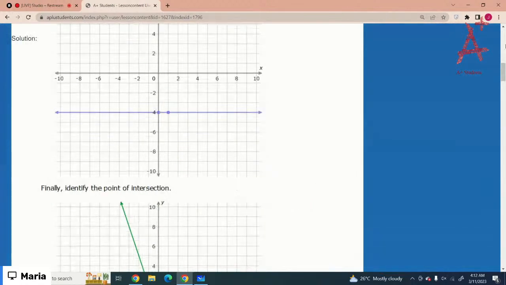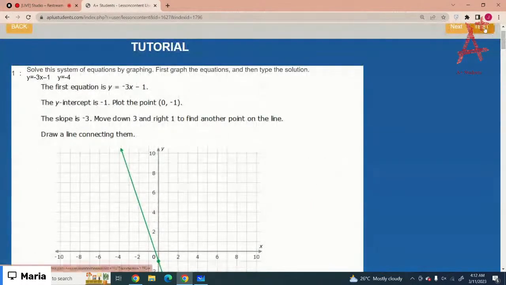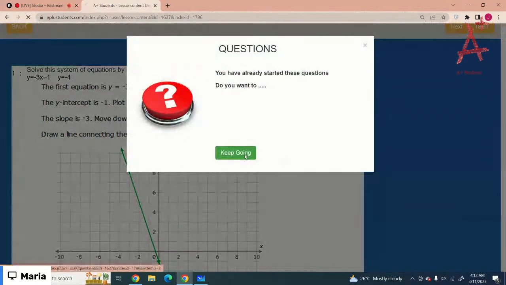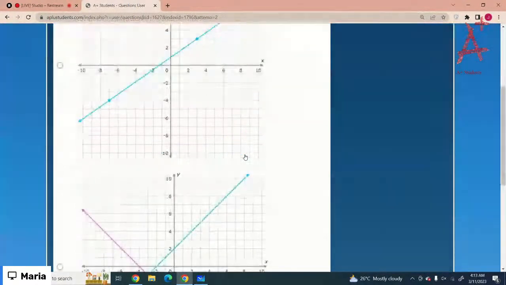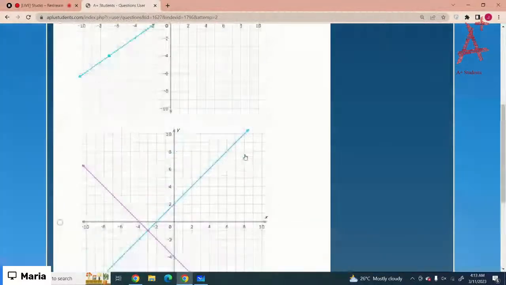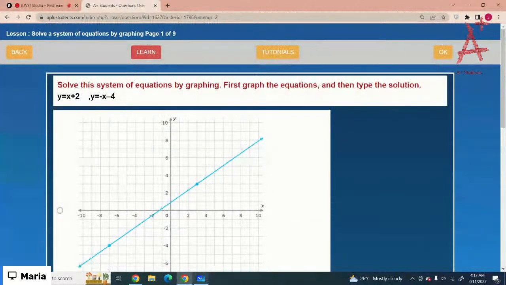Let's just start with the test questions so that we can do the questions on the board. Okay, the first one is solve the system of equations by graphing. First graph the equations and then type the solution. y equals x plus 2 and y equals negative x plus 4. So let me just write them down on the board.